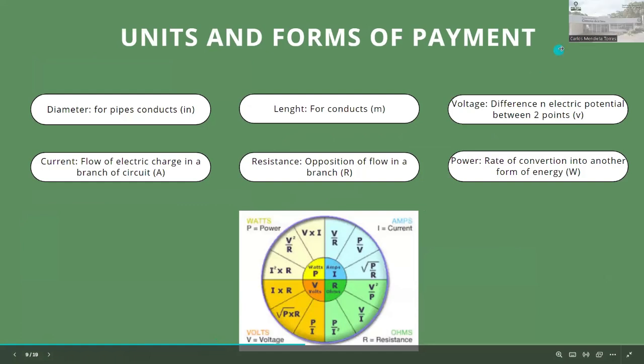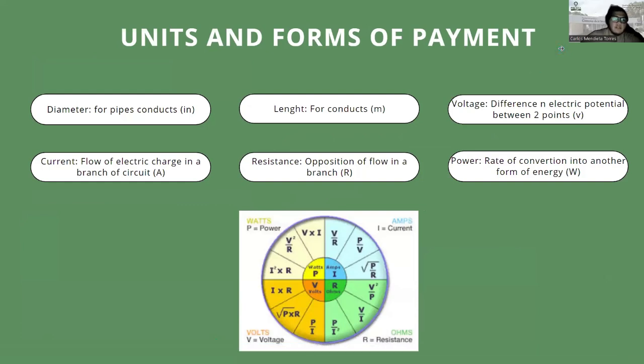For the units that we're going to use, first of all, we have diameter for pipe conduits, length for the conduit itself, voltage, that is the difference in electric potential between 2 points, the current, that is the flow of electric charge, and the resistance, that is the opposition of flow in a branch, and the power, that is the rate of conversion into another form of energy.